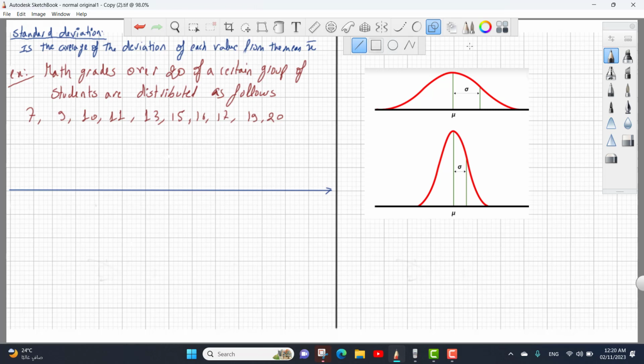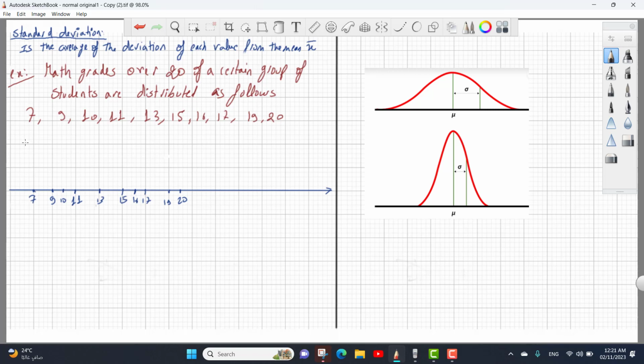I'm going to take each box as 2. So the first value is 7, the other value is 9, then 11, so 10 in the middle, and then 13, 15, 17, each box is 2, 16, 19, and this is 20. We should calculate the mean to talk about the standard deviation.